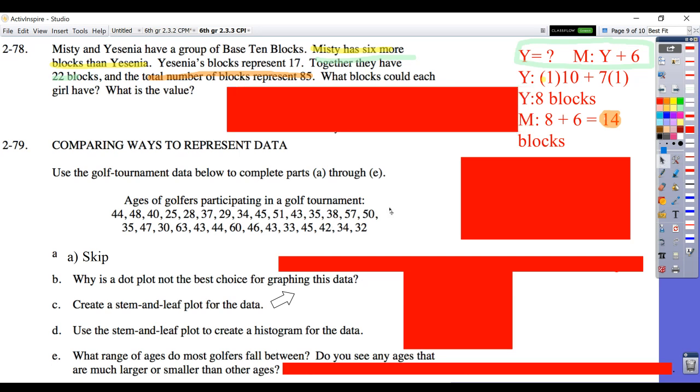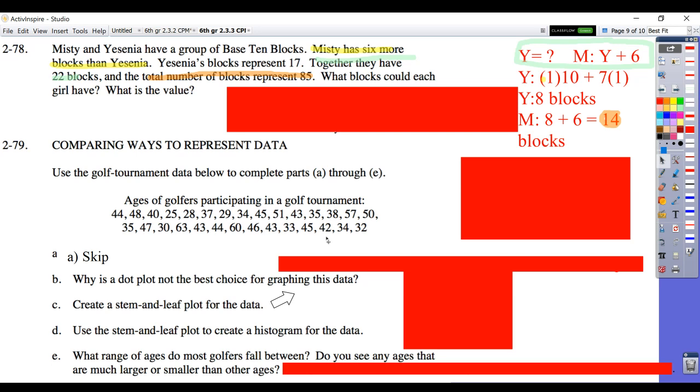For 279, you're going to use this data to complete. I am having you skip part A. All right. So part B says, when you look at this data, why is a dot plot not the best choice for graphing this data?